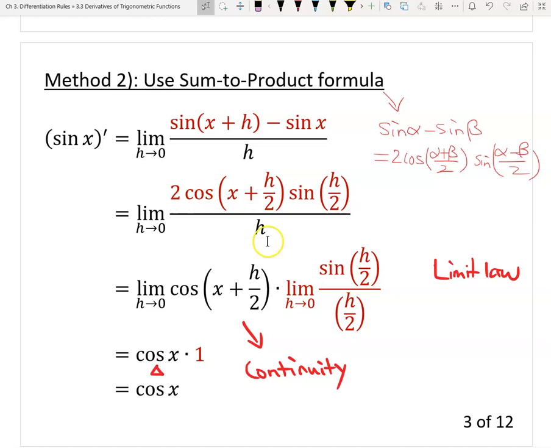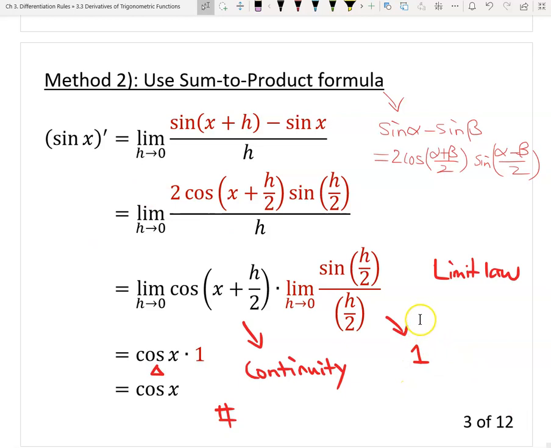For the second term, if we substitute h over 2 as theta, that's sin theta over theta. Take the limit as theta approaches 0. Do you remember the formula? Yes, we did it in the last video. This approaches 1, and therefore we get cosine x times 1, which equals cosine x. Can you see it? We get the same result, and this is much simpler than before. If you like this proof, it is much simpler.